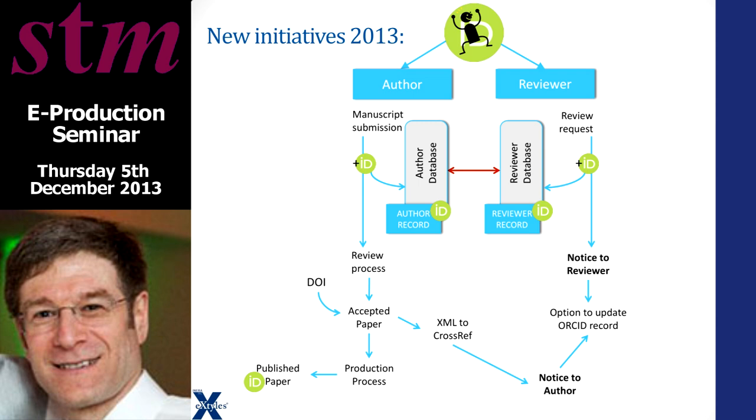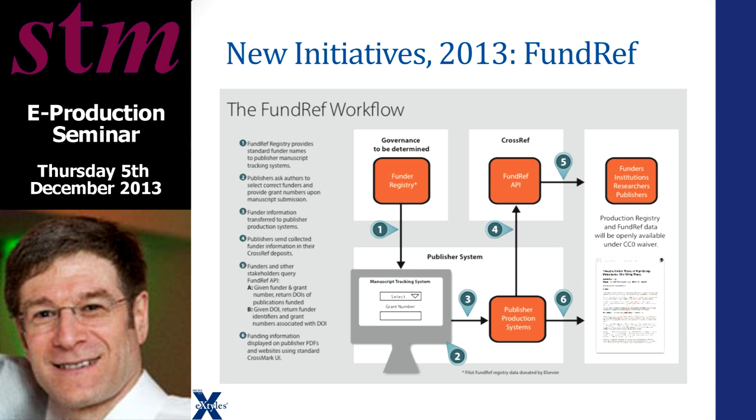Another big new initiative this year is FundRef, which is taking off actually faster than Crossref thought it would. It accumulates all of the information about funders at Crossref, because this way the grant agencies can track through to see what the impact is of the grants they're giving on the publication record. And all of this information can be coalesced.